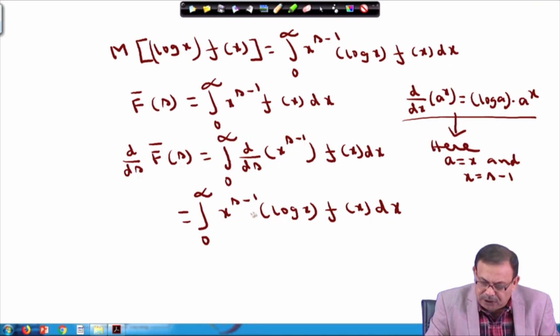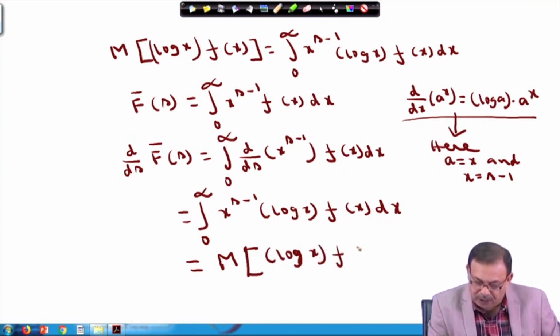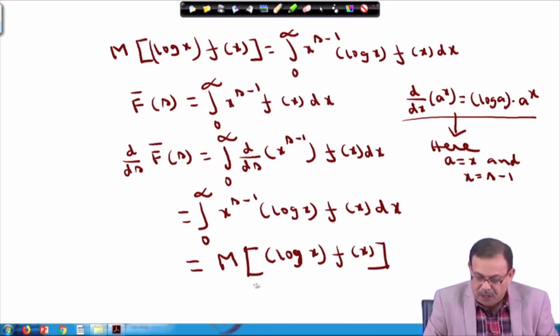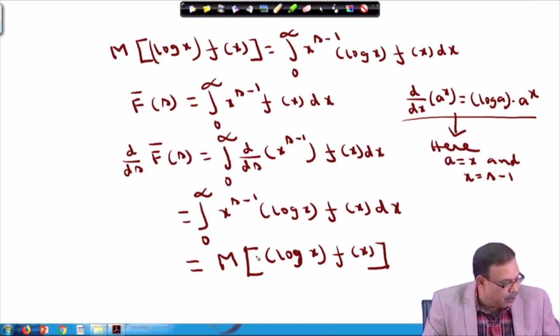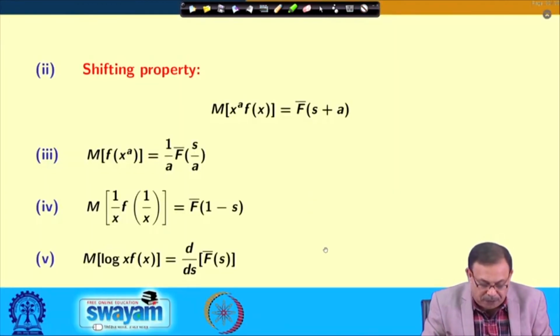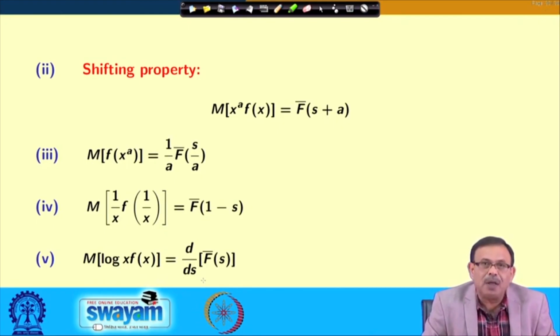And if you see this, the integral from 0 to infinity of x to the power s minus 1 into log x f(x) dx is, from the definition of the Mellin transform, equal to the Mellin transform of log x into f(x). And this completes the proof that the Mellin transform of log x f(x) is equal to d/ds of F bar s. So, this completes the proof of the last one.